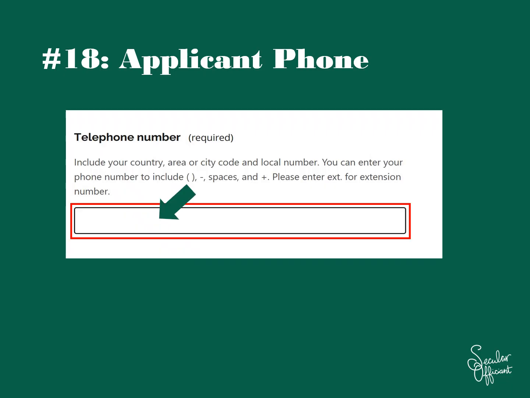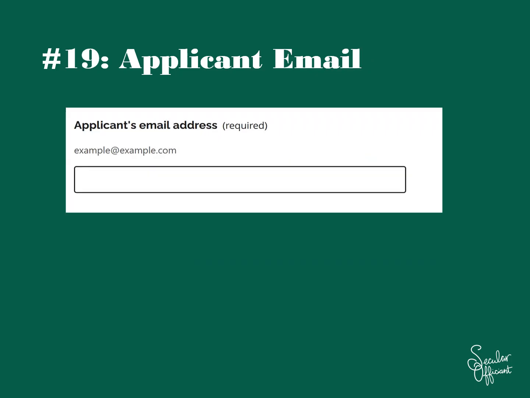Step 18 is typing in your phone number. Include your country, area, or city code and local number. The form allows for brackets, hyphens, spaces, and plus signs. You can also include an extension by typing in EXT period. Step 19 is typing in your email address.